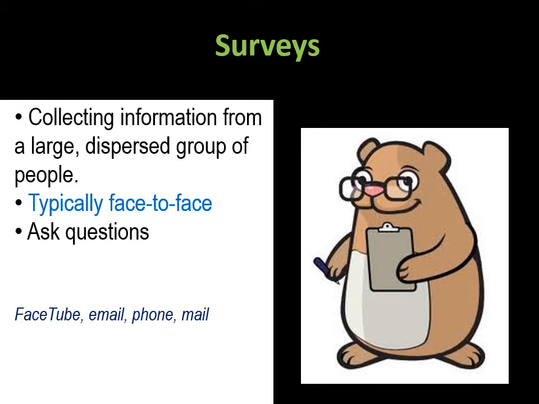Then we move on to surveys, and we've all been a part of surveys. This one's pretty easy, right? It's on FaceTube and Snapchat and email and phone. And in the olden days, it'd come in the mail. So you can collect a lot of information really quickly and really cheaply from a very large group of people. You could stand at the mall with a clipboard. You can ask face to face, and you ask them questions, or you hand them the clipboard and you ask them to fill it out.